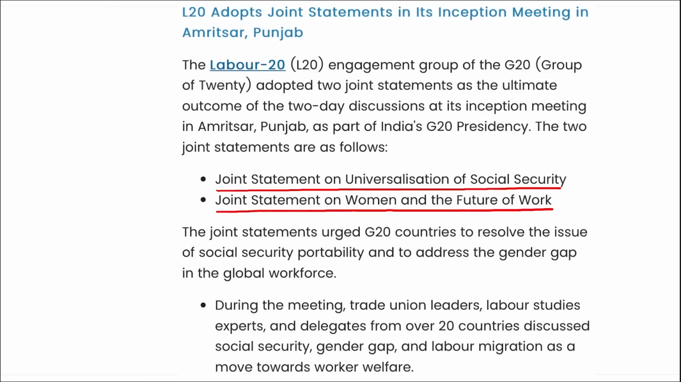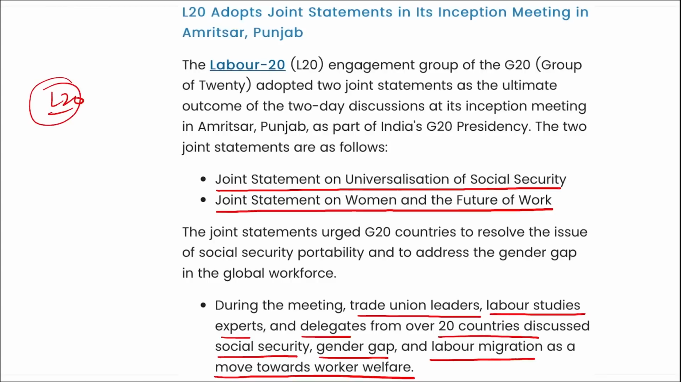The joint statement has urged G20 countries to resolve the issue of social security portability and to address the gender gap in the global workforce. During the meeting, trade union leaders, labor studies experts, and delegates from over 20 countries discussed the social security gender gap and labor migration as a move towards worker welfare. If we talk about L20, it is one of the G20 engagement groups that advocates for the interest of workers at the G20 level. L20 summit first took place formally during the French presidency, in the year 2011. All right, and if we ask who is the chair of the L20 group in 2023, Hiranmay Pandey.